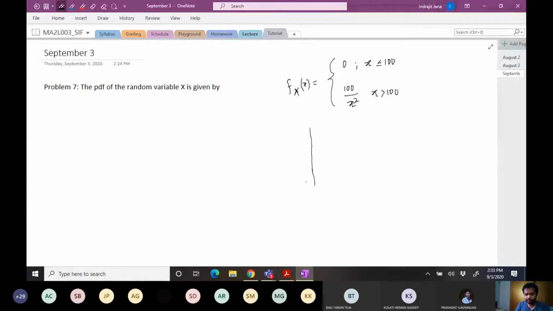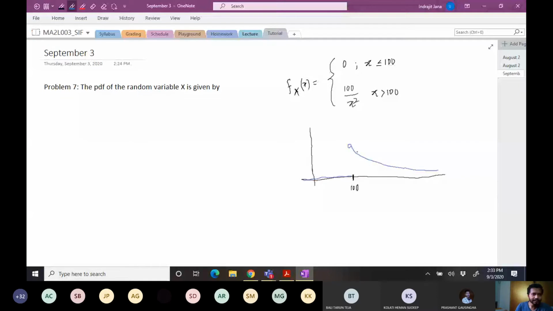Okay, so if I draw the picture of the probability density function, this is the point 100. It is 0 up to 100, so it stays at 0 up to 100, and at 100 it goes up to 100 over x square, and then as x increases it is going to go down, something like that. Okay. So now what is the question?